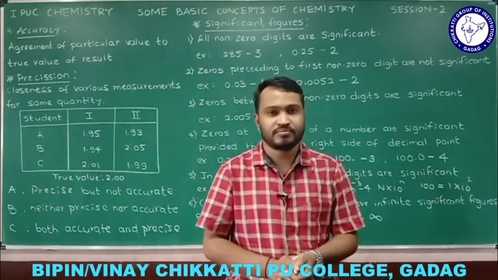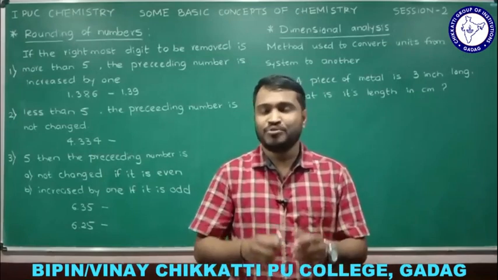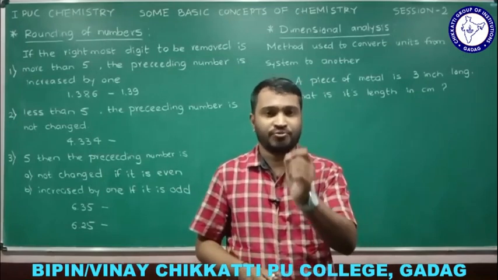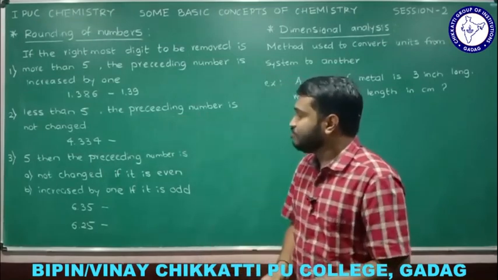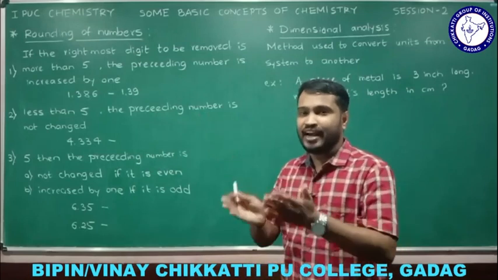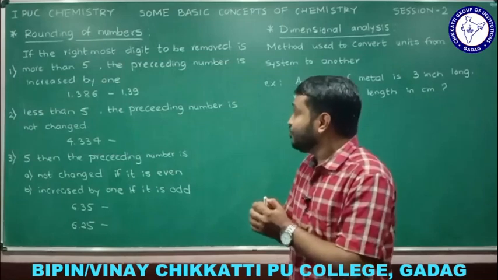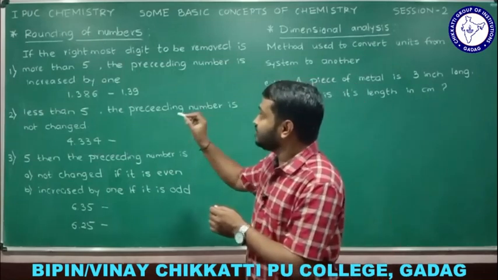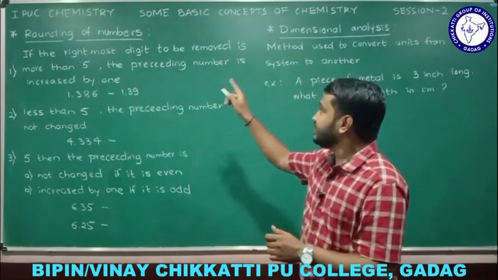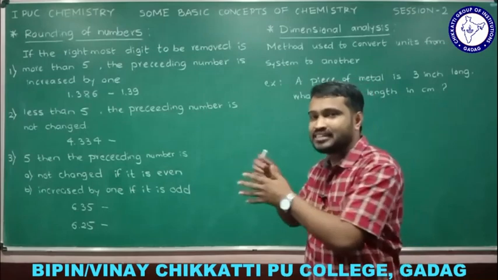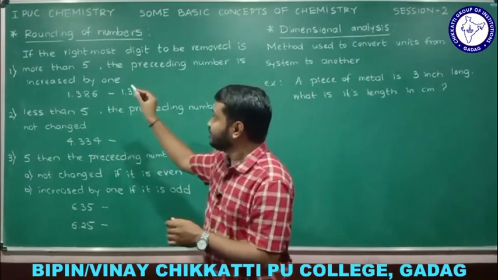significant figures. After knowing the concept of significant figures, I am going to discuss how to round off numbers. Here I have three very simple sets of rules, and using them we are going to round off the numbers. Here you need to consider the last or rightmost digit. If the rightmost digit is to be removed, we remove the rightmost digit, and you need to see whether it is more than 5.